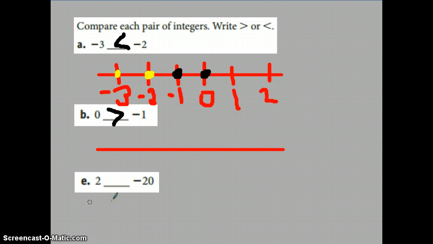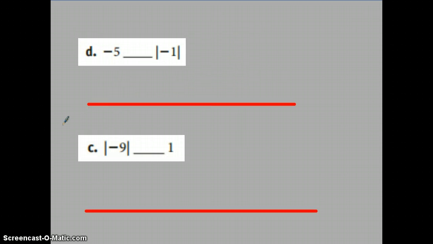And on this one, I could draw a number line to compare 2 and negative 20, but remember earlier what I said, all positive integers are always going to be greater than your negative integers. So if you have a positive and a negative, your positive is always going to be greater.